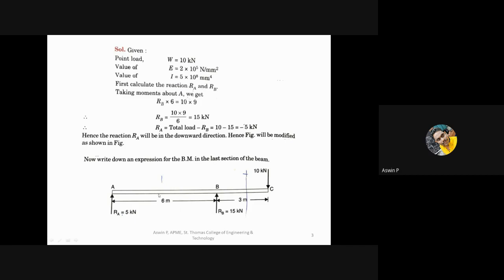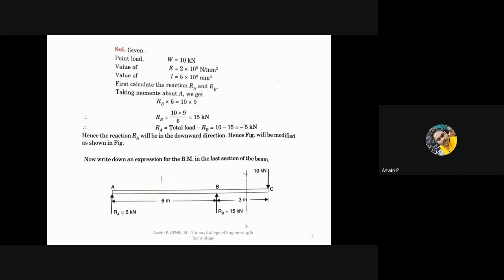So we need to take all the dimension x from point A, that is left hand side. There is a change, very important change. If I am taking a section here, you can see that there is a section xx, then I need to take a distance x from A to this xx. So our equation will be in opposite mode. We need to study both cases.